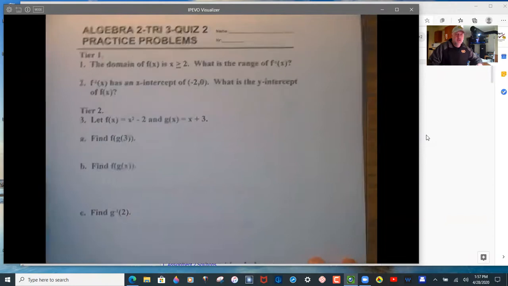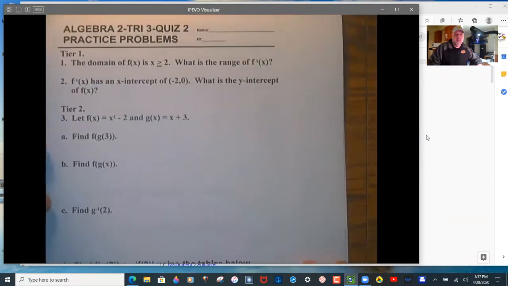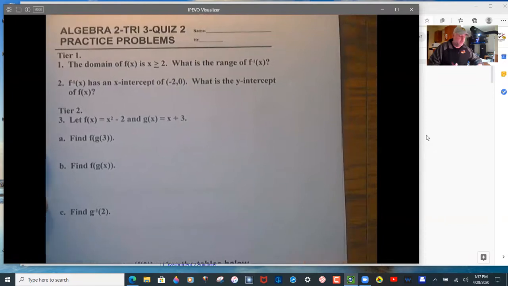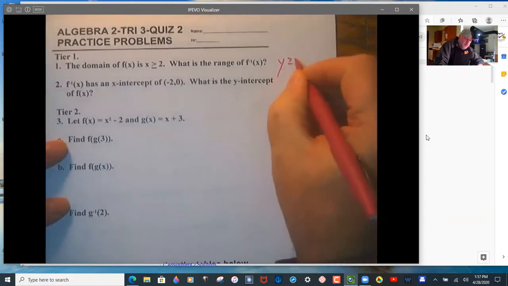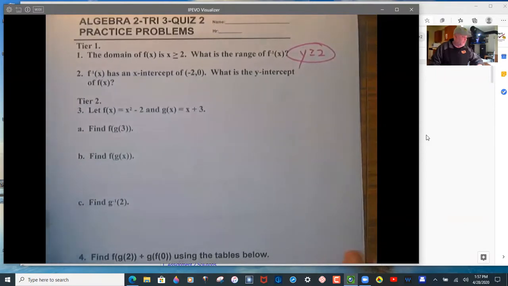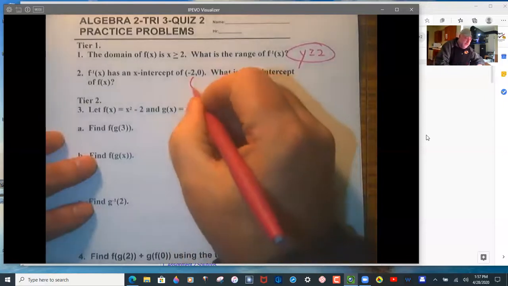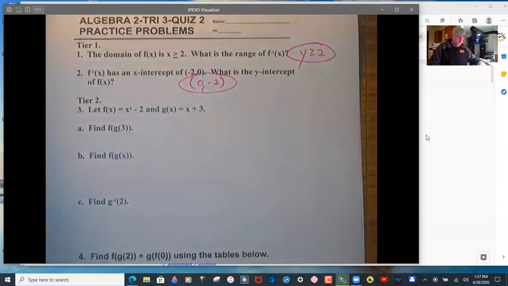So tier one is just getting at the properties involved with inverse functions. So that your domain on the function is x is greater than or equal to 2. The range on the inverse, you just simply invert the variables. So y would be greater than or equal to 2. The x-intercept is (-2, 0), then the y-intercept would be (0, -2). Again, the inversion of the coordinates in the x and y variables.